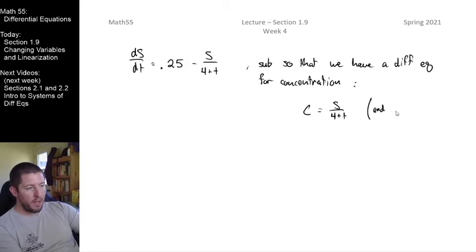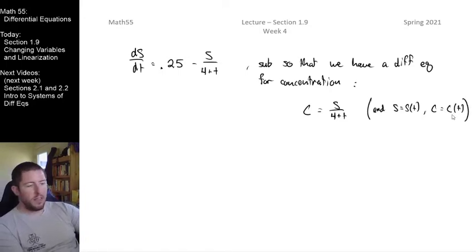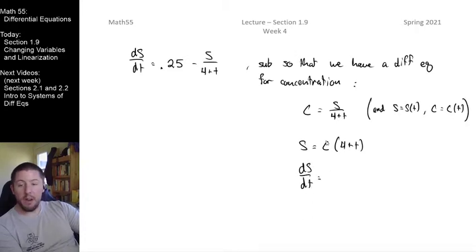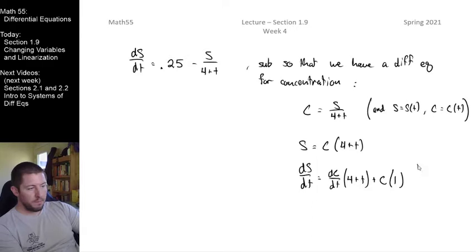And I also want to make another note. S is a function of t, and c is a function of t as well. So just remember that those are functions of t right there for our derivative purposes. So what I'm going to do is multiply 4 plus t to the other side. And now I'll take my derivative with respect to t. Notice that this c is a function of t, and 4 plus t is a function of t. So we've got to do a little product rule here. So I took the derivative of c, I'll leave 4 plus t alone, plus I'll leave the c alone, and I'll take the derivative of 4 plus t, which is just 1.